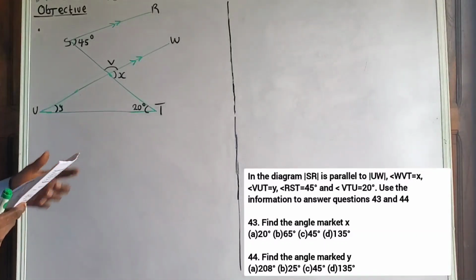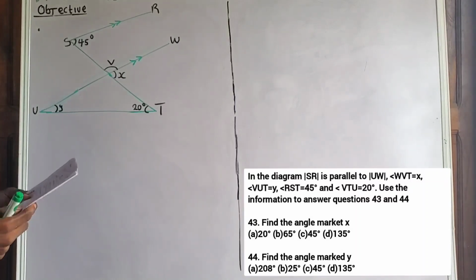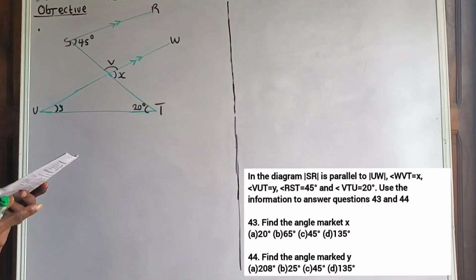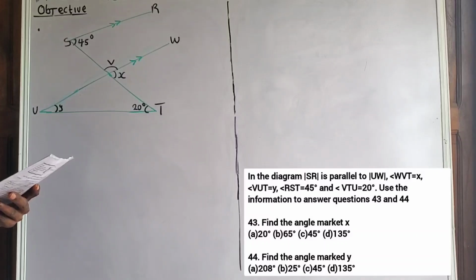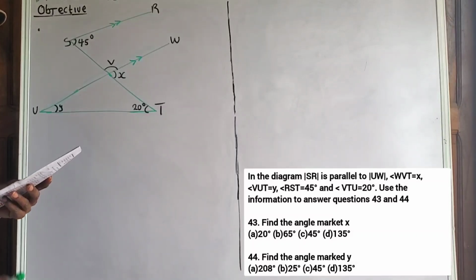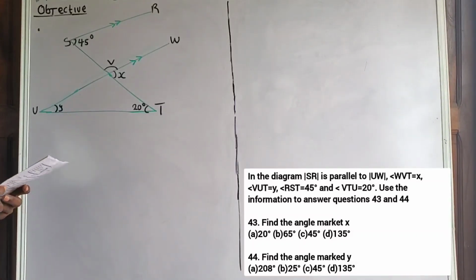In the diagram, line SR is parallel to line UW. Angle WVT equals X and angle VUT equals Y. Angle RST equals 45 degrees and angle VTU equals 20 degrees. Use this information to answer questions 43 and 44.